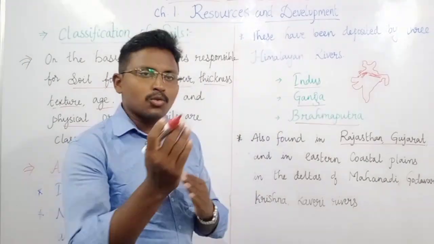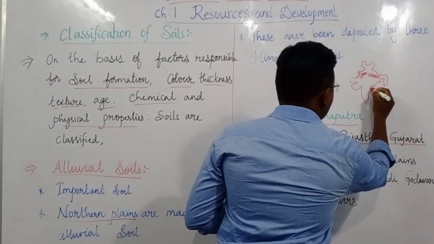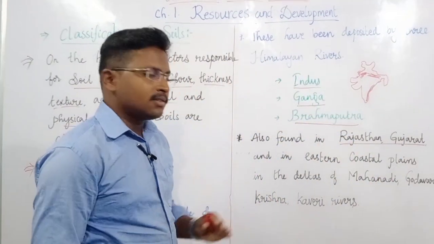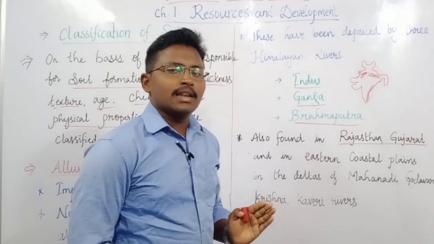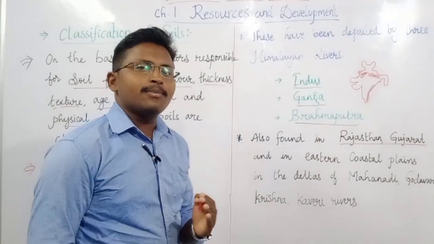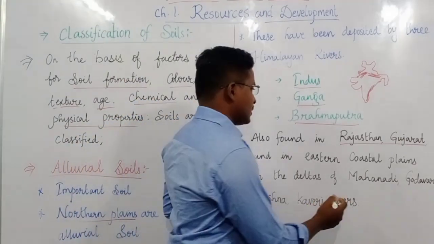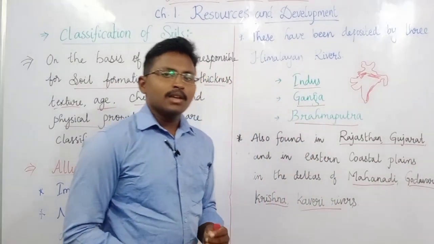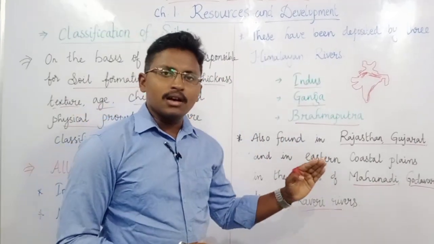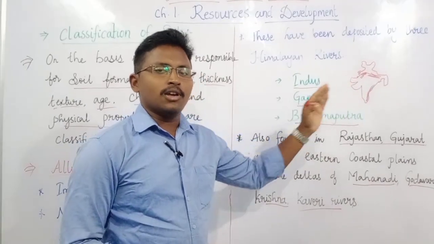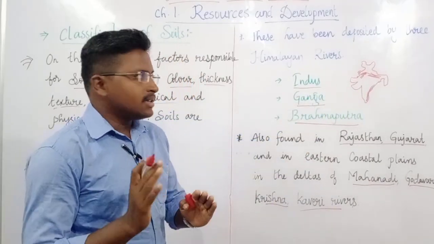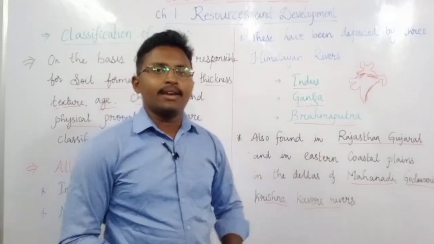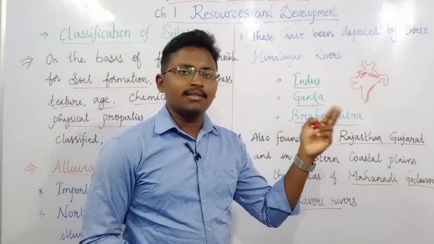At the same time, the coastal areas, that means the eastern coastal region, are also completely covered with alluvial soils. Why? Because this eastern coastal region is a delta region where different rivers flow: Mahanadi, Godavari, Krishna as well as Kaveri. So the deltas formed by these rivers are also covered with alluvial soils. So mainly alluvial soils are found in the northern plain regions, formed due to three important Himalayan rivers: Ganga, Indus, Brahmaputra.